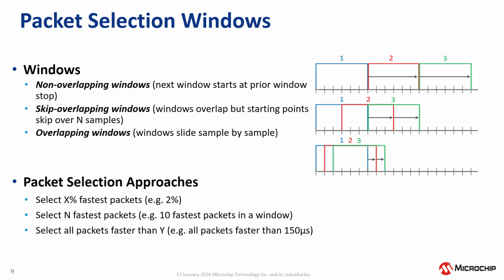The window is an important aspect of packet selection. We can use non-overlapping windows as illustrated in the top plot. We could use what is referred to as skip overlapping windows, where the windows are sliding a few samples, or we can slide the windows sample by sample. This would produce the most number of points, overlapping windows. The packet selection itself typically involves selecting the fastest packets and averaging them together, for example, or picking a threshold and looking for all packets faster than that.